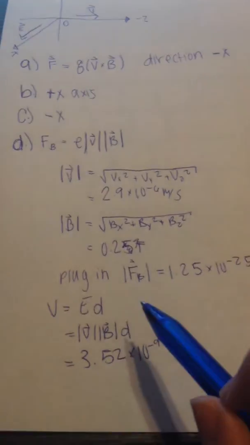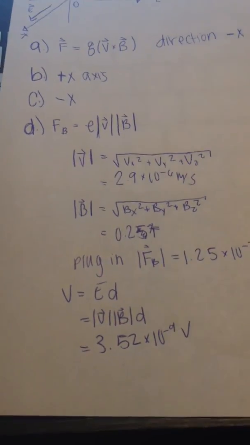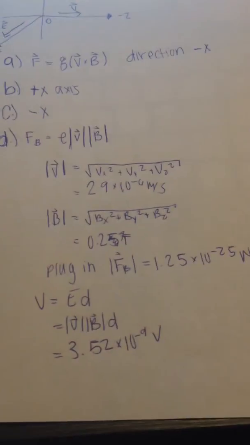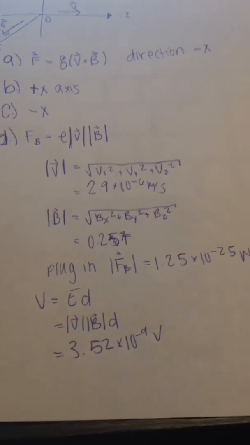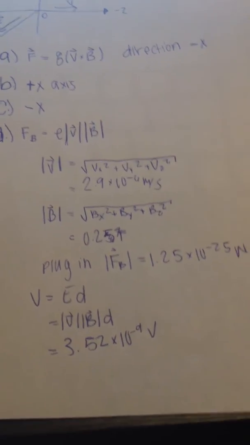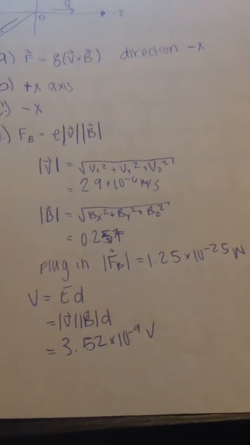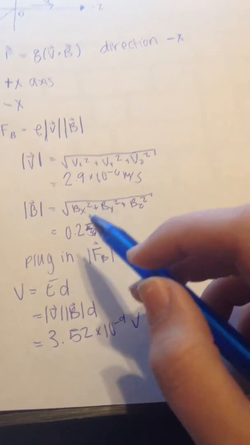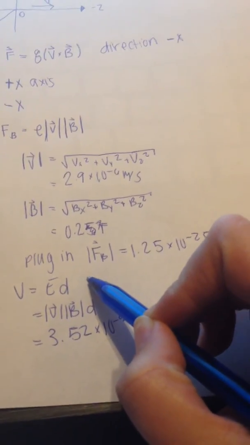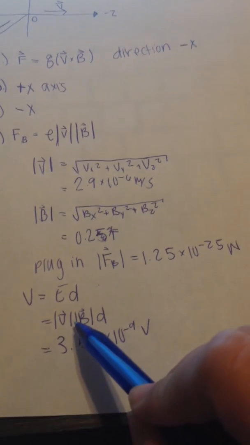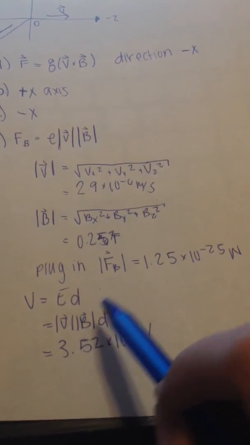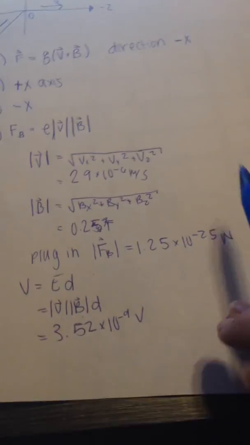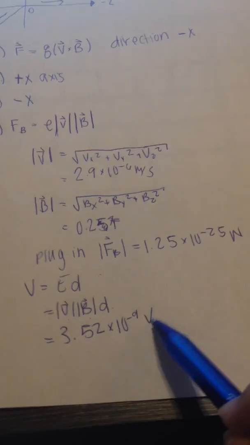And then for the last part, it's going to be a continuation of part D. We need to find the potential difference between the plates, and that can be written as this formula here, which can be simplified to the magnitude of V times the magnitude of B times d. We're given all of those, or we solve for them like we did up here. And when you plug those in, you should get this number here.